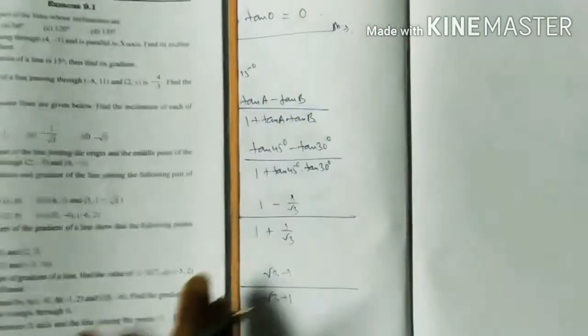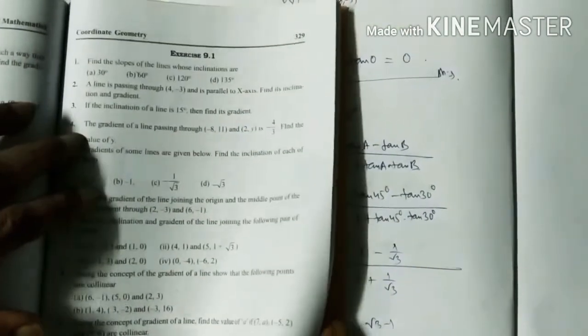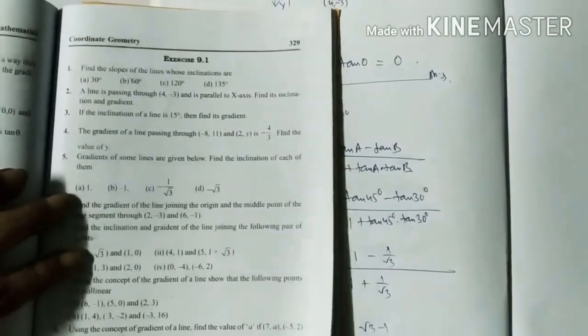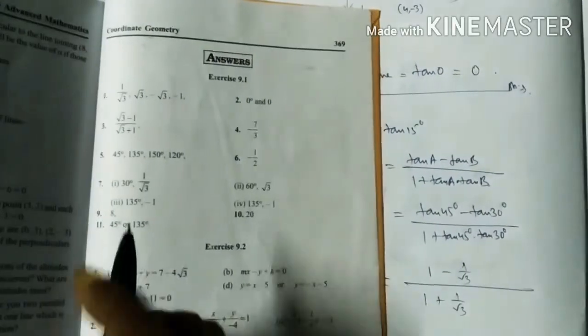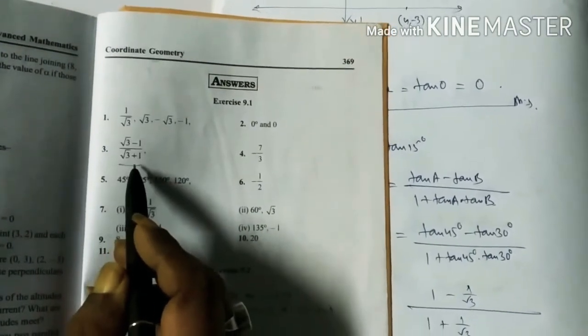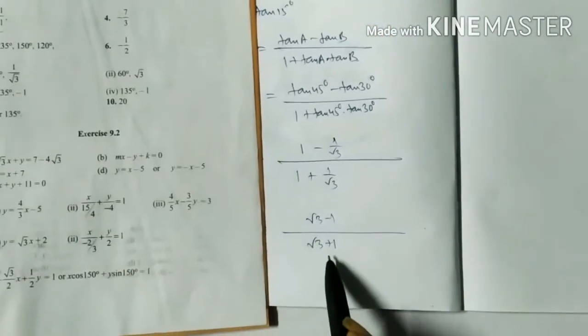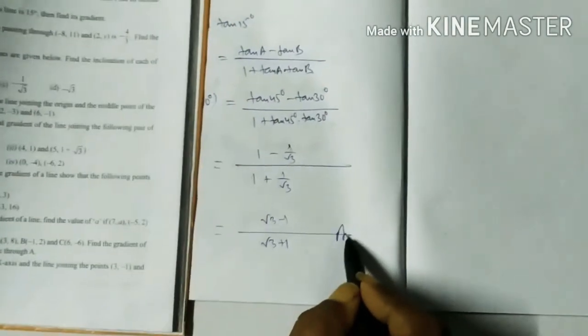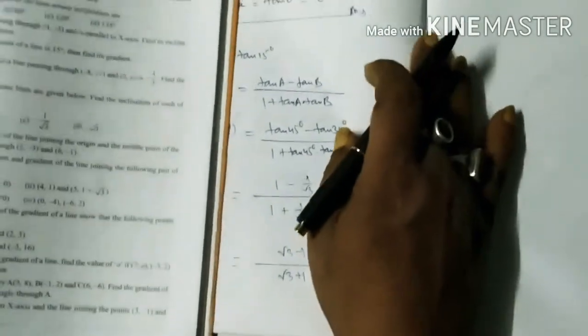Let me see how they have given the answer. Exercise 9.1, question number 3. See, it is root 3 minus 1 by root 3 plus 1. This is your answer. Now, question number 4.